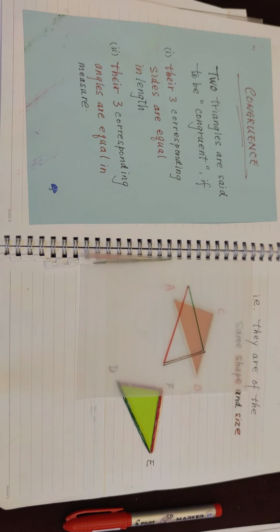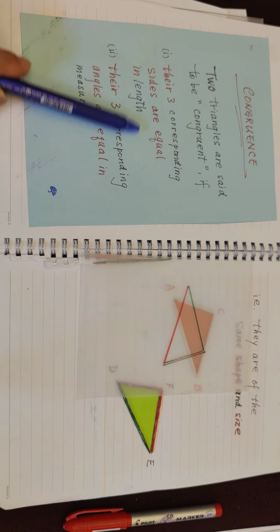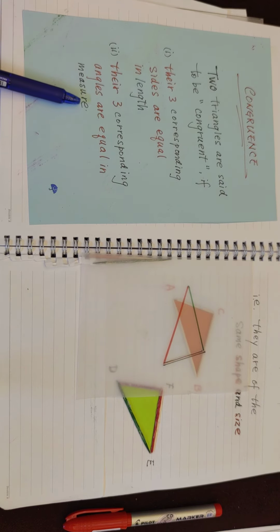What is meant by congruence? If two figures are said to be congruent, that means the two figures are the same in shape and size, and we can cover one up with the other. And for triangles, when two triangles are congruent, it means that, first, the three corresponding sides are equal in length, and the three corresponding angles are equal in measure. That is, they're exactly the same in shape and size.